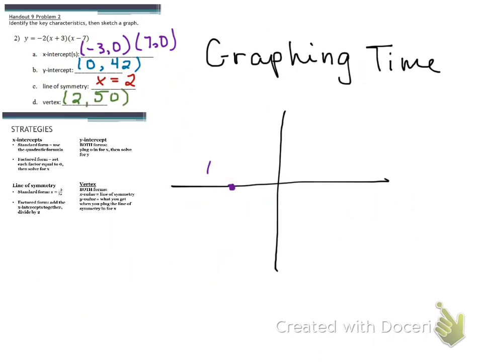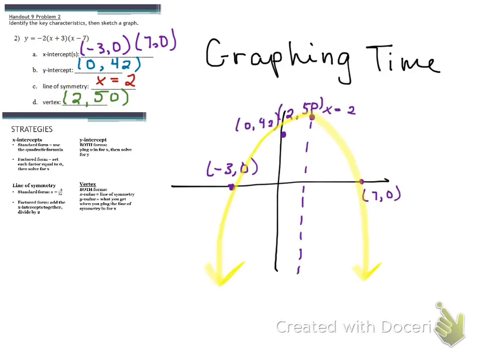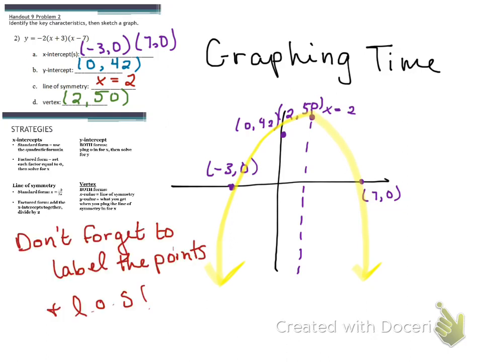Lastly, we want to graph the points and draw the function. If you notice it opens down, that is because in the equation there's a negative in front, meaning it'll open down instead of up.